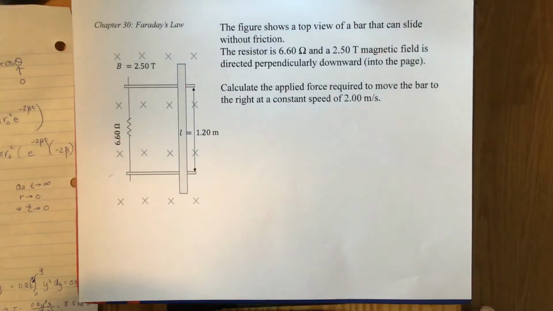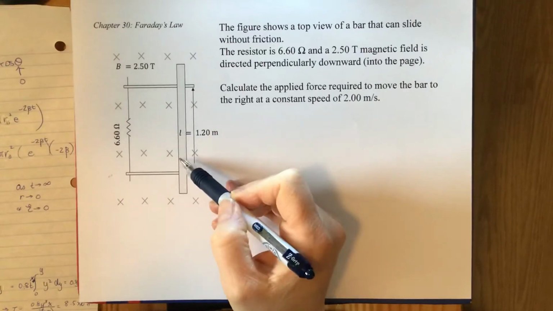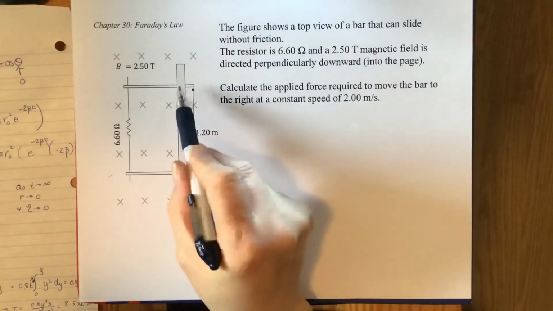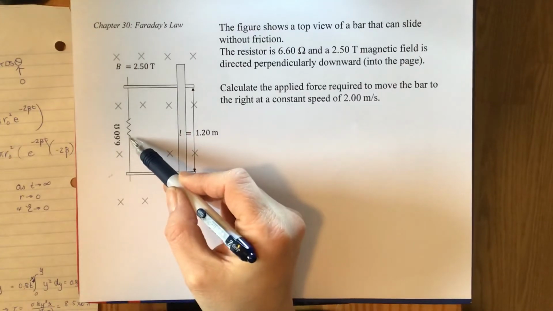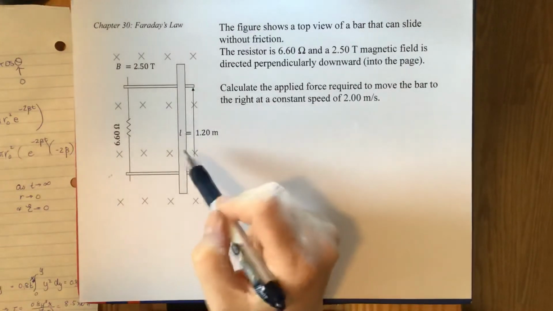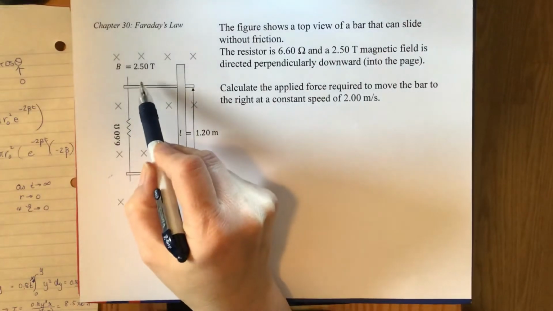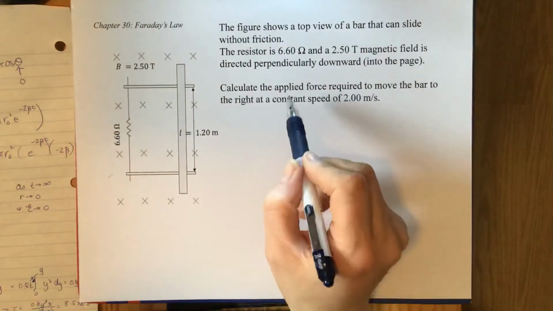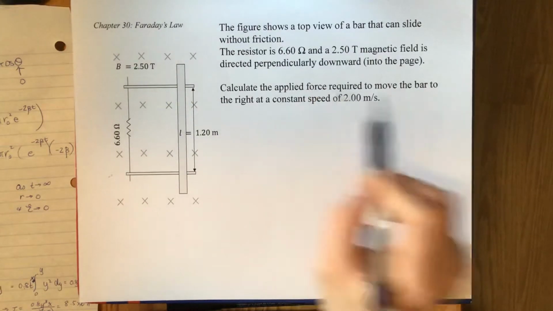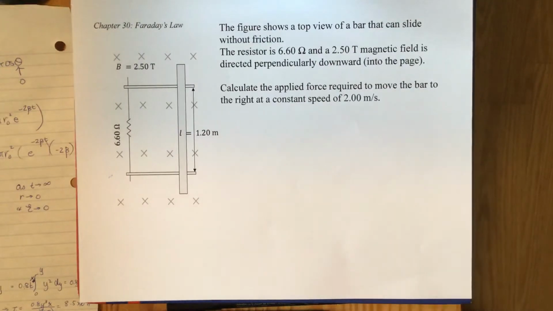So this example shows a figure of a top view of a bar that can slide without friction. This bar is on conducting rails and it's connected to a resistor with a resistance of 6.6 ohms. The whole thing is set in a magnetic field that's directed perpendicular to the loop and into the page with a magnitude of 2.5 teslas. Calculate the applied force required to move the bar to the right at a constant speed of 2 meters per second. So we've done some things like this before.